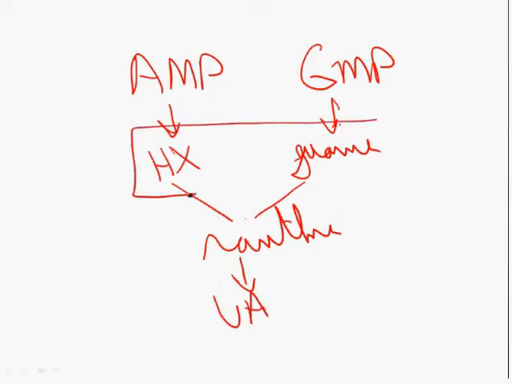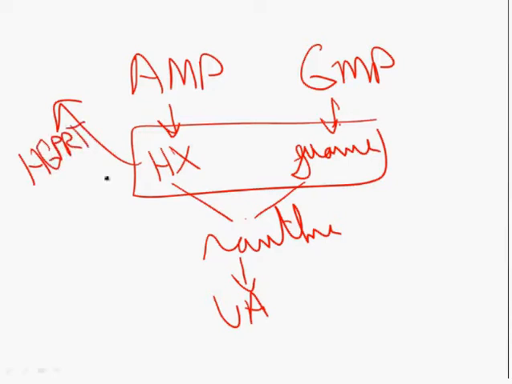Now, it is also possible to take these two products and to salvage them via something called the salvage pathway so that you can recycle them so that they don't have to then become uric acid. Now, the key enzyme that does that is called HGPRT, which is hypoxanthine guanine phosphoribosyl transferase. And so this enzyme allows for salvage of these two individual molecules.